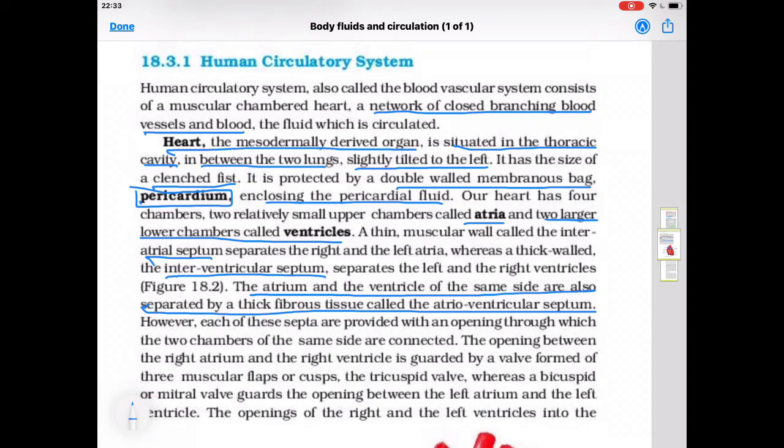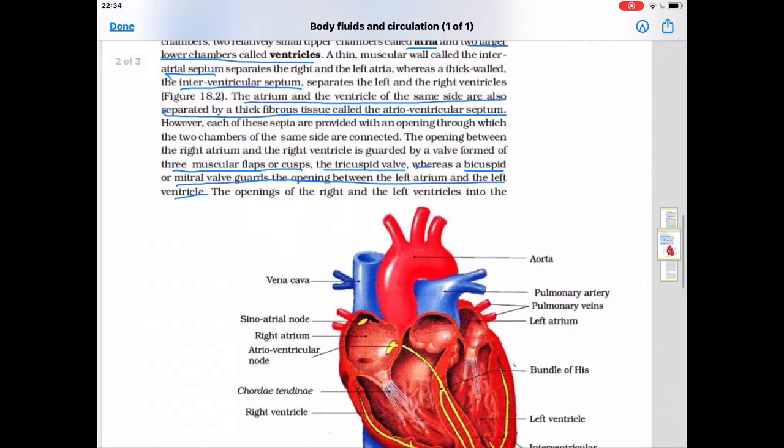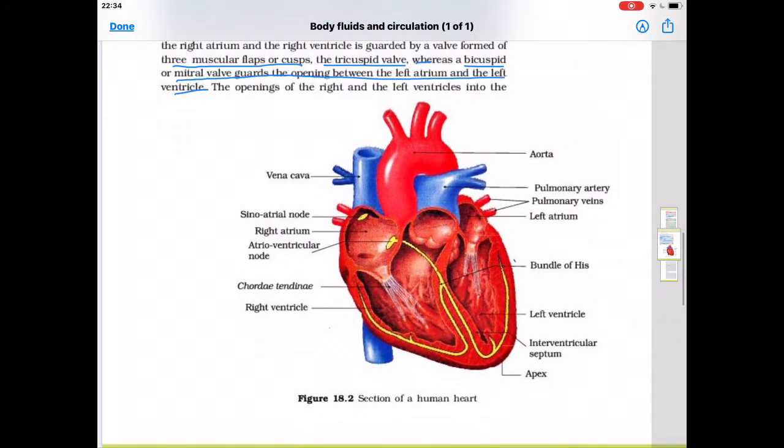The opening between the right atrium and the right ventricle is guarded by a valve formed of three muscular flaps or cusps, the tricuspid valve. Between the right auricle and right ventricle, the tricuspid valve is present. Cuspid means flaps. Three flaps are present, whereas the bicuspid or mitral valve guards the opening between the left atrium and the left ventricle. Between the left atrium and left ventricle, the mitral valve is present.